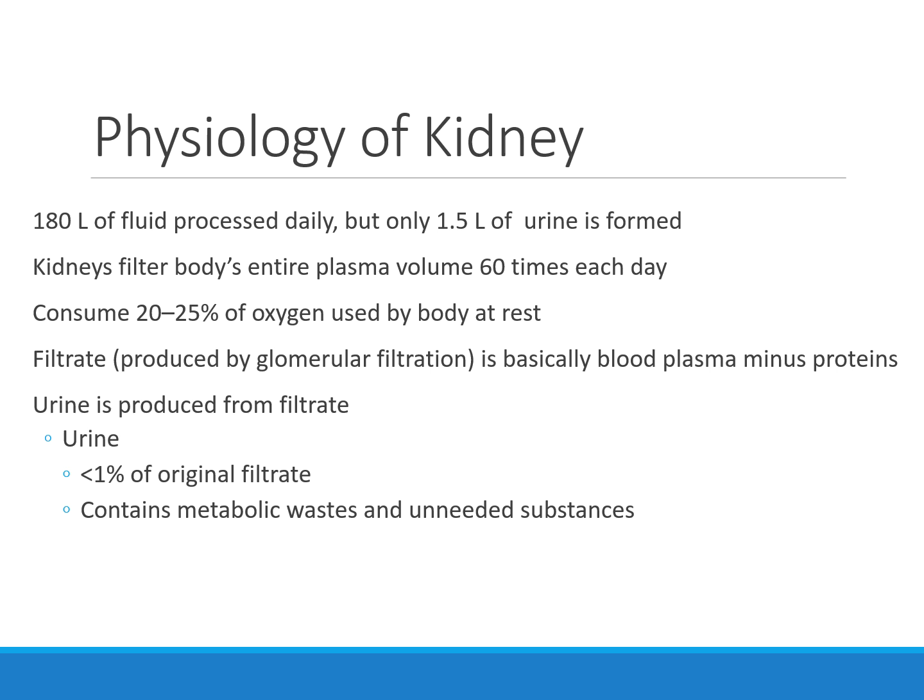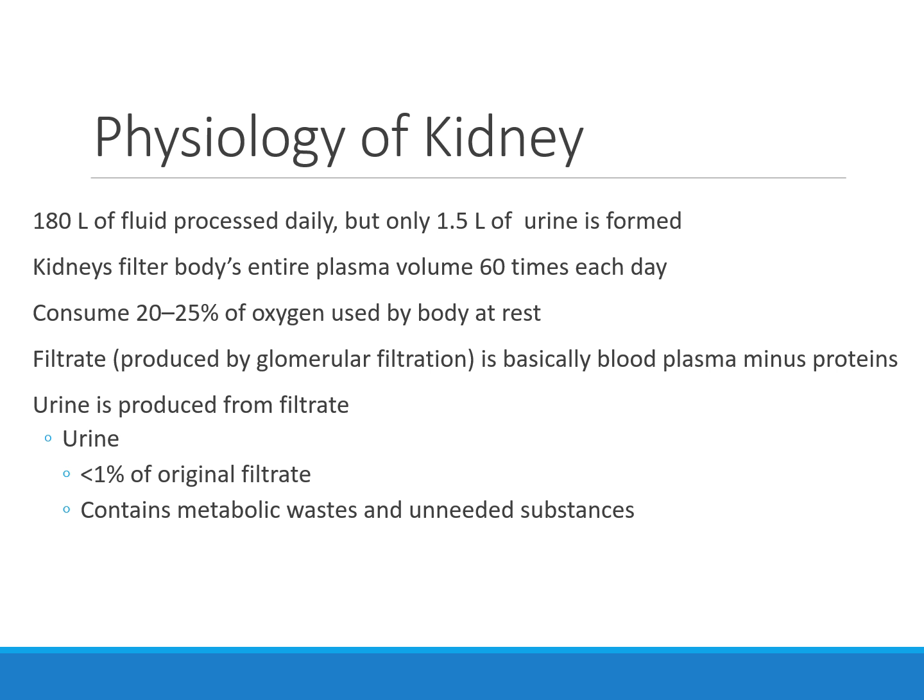Let's look a little bit at the physiology of the kidney. So roughly 180 liters of fluid are processed daily, but only about 1.5 liters of urine is formed. So think about that for just a second. That's an enormous amount of filtering, and we actually save most of what we filter. So your kidneys filter your entire plasma volume 60 times each day. They consume 20 to 25% of the oxygen that's used by the body at rest.